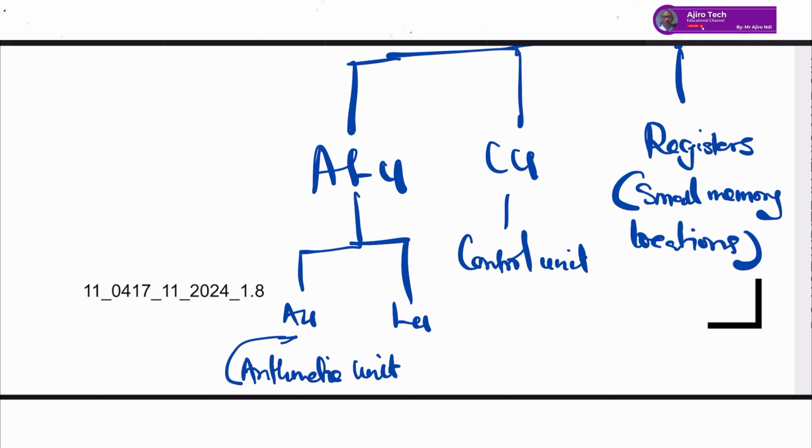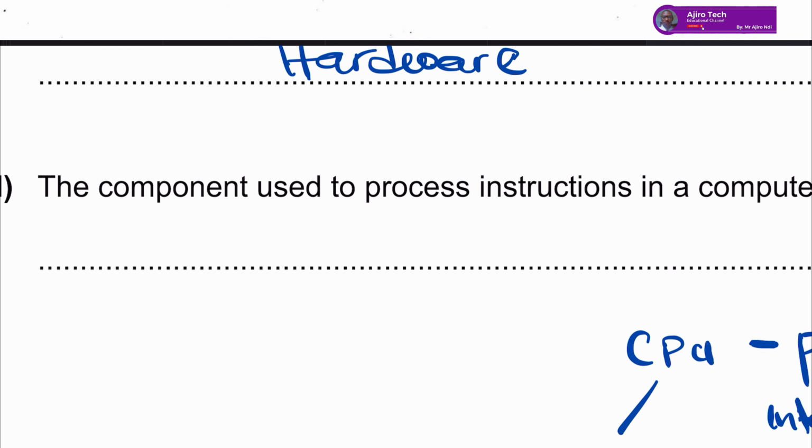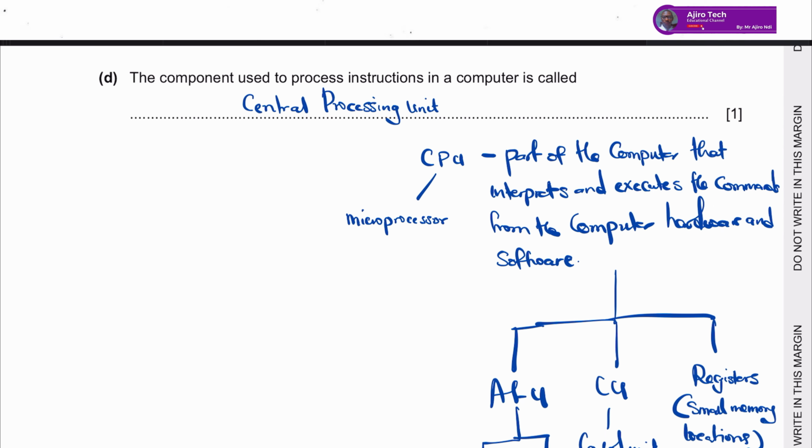So again, the central processing unit can also be seen as a microprocessor. Please take note. A microprocessor. So that's what we have: the central processing unit. So now you know this. Okay, so hope we're having a good time. All right. Let's look at the next one.